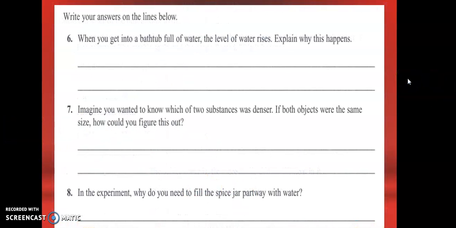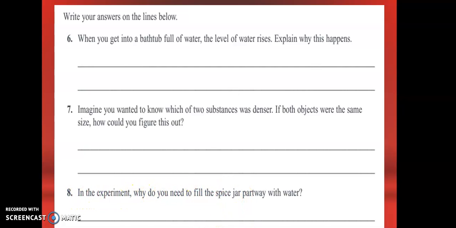The other section is about more questions. When you get into a bathtub full of water, the level of water rises. Explain why this happens. Super easy. Imagine you want to know which of two substances was denser. If both objects were the same size, how could you figure this out? And the last one, in the experiment, what do you need to fill the spice jar?